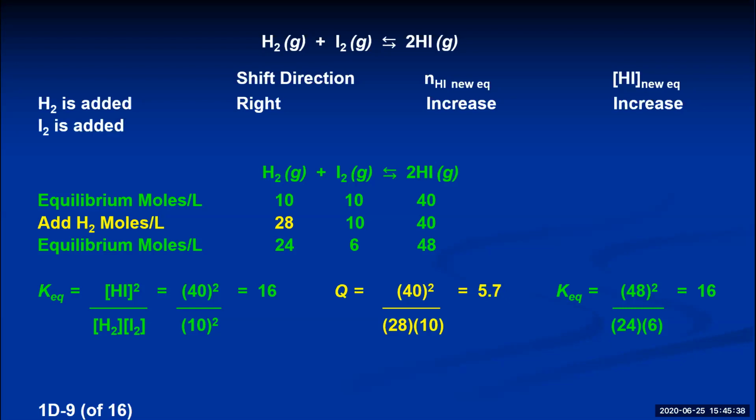If iodine were added, that's a reactant. If you add a reactant, you're going to cause more collisions between the added I2s and the H2s. You're going to make the forward reaction start going faster. You've got to get rid of that excess I2 you've added. So the spontaneous reaction will be the forward reaction. It's going to shift to the right. If it shifts to the right, you're going to produce more product. So therefore, the moles of HI will be greater, and the molarity of the HI will be greater as well.